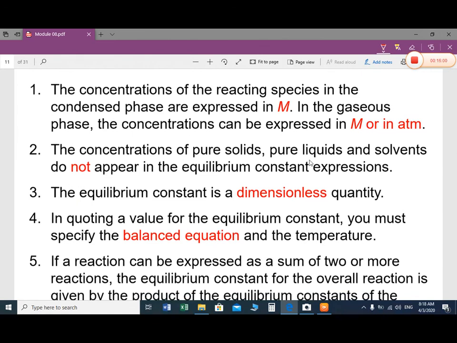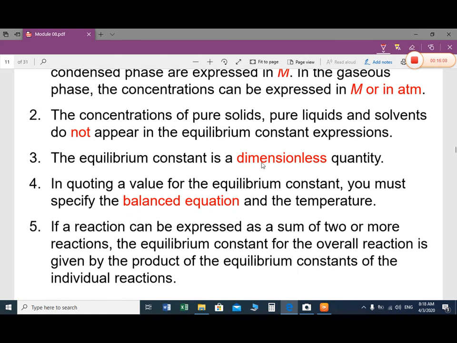And here again it says that pure solids and pure liquids will not appear in the equilibrium constant and will not appear in the calculation of delta n. The equilibrium constant is dimensionless, meaning there is no unit for Kc and Kp. A balanced equation is required to write the equilibrium expression. Balancing is required because all the numbers of moles will come as powers of the concentrations of the reactants and the products.